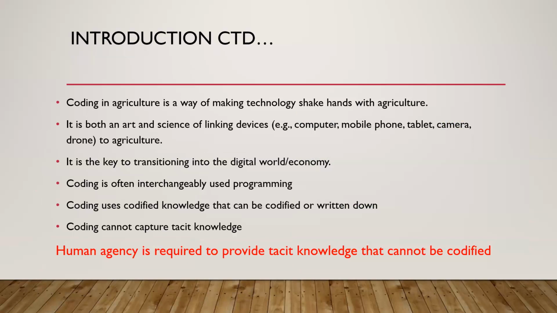Coding in agriculture is a way of making technology shake hands with agriculture. Meaning to a great extent in the past, much of the work in agriculture has been of drudgery, laborious, using hands. But in coding, that's where we get an opportunity to make technology shake hands with agriculture, meaning we can get technology to help us implement activities in agriculture. Coding is both an art and a science of linking devices, computer, mobile phone, tablet, camera, drone, to agriculture. It is actually the key to transitioning into the digital world or digital economy.